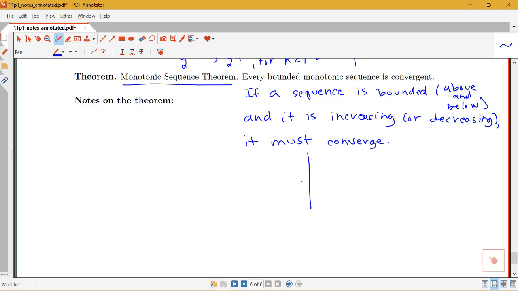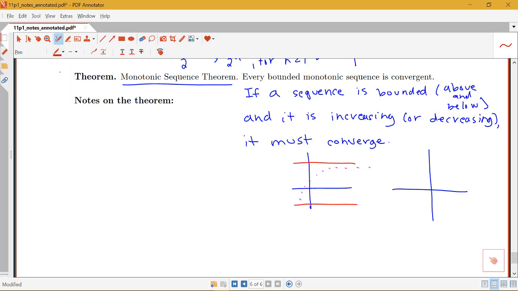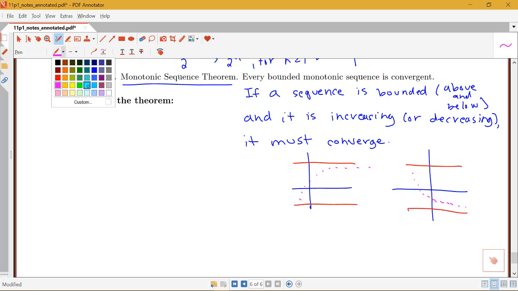So let's just draw a picture and think about why that is. Let me draw some bounds here. Let's say I have to stay between those two red lines, and my sequence is increasing. Well then it has to be converging to some value. It can't exceed this upper bound here, and it's always getting bigger than the previous value, so it must converge to something. Similarly, if I have my sequence having to stay between two bounds and being decreasing, then again that sequence has to converge.